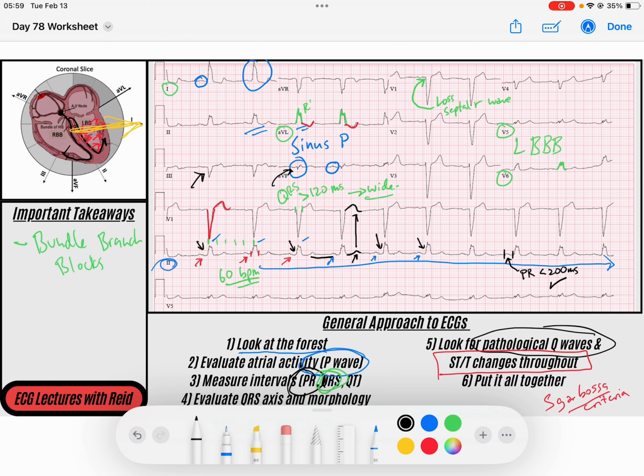We've got a sinus rhythm at a rate of 60 beats per minute, we have a left bundle branch block.